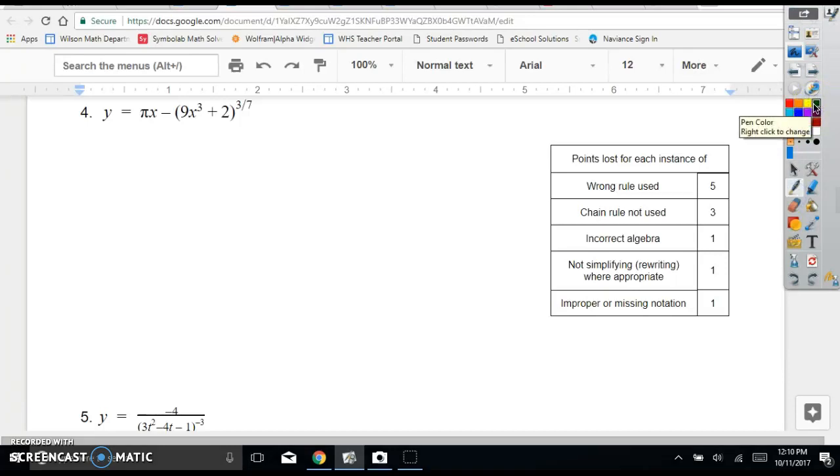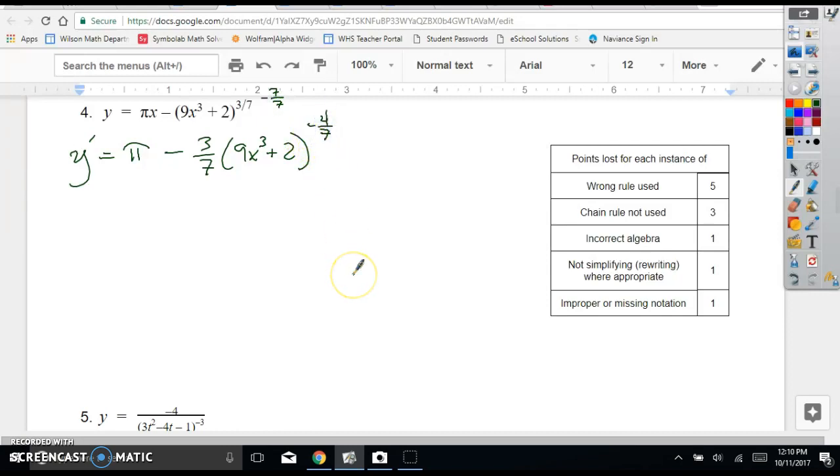Moving right along. Everything looks ready to go, so I can go ahead and write in y prime. Derivative of x is 1, so I have 1 pi. Now I need to do chain rule here. So 3/7 is going to go in front of my 9x cubed plus 2. I'm subtracting 1 from that, which is basically minus 7 over 7, so I'm at negative 4/7 when I take the derivative. Now I still have to do the chain rule, so I need to multiply by what's in here, so that would be 27x squared.